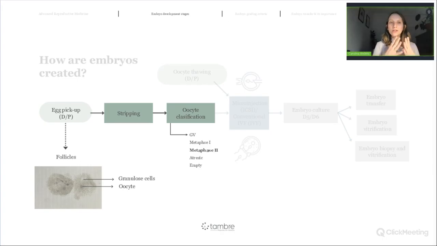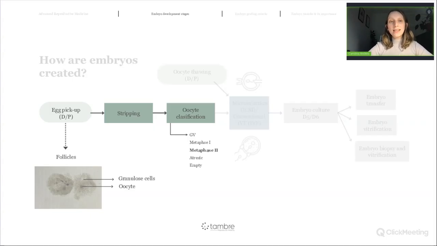I cannot continue with this presentation without starting with how embryos are created. Everything starts at the moment of the pickup, or egg retrieval. Here, the gynecologist will aspirate the follicles in the OR, and the follicular fluid will be passed to the laboratory, where we will examine the liquid in search of the oocytes. At this point, the oocytes look like the photograph you can see in the left corner.